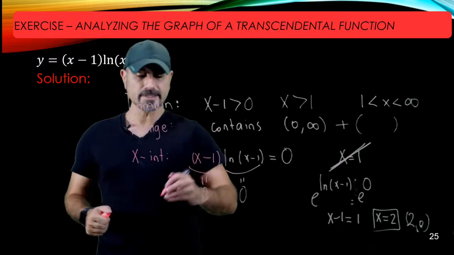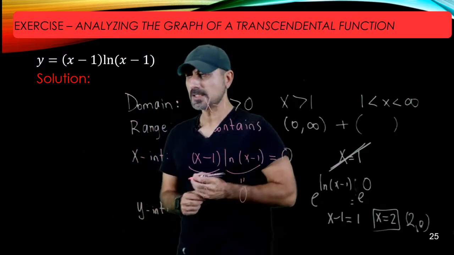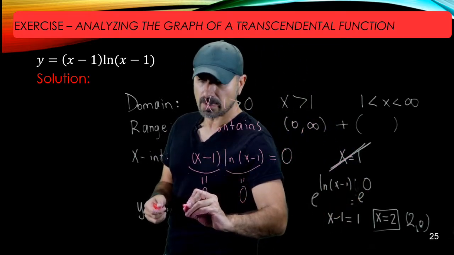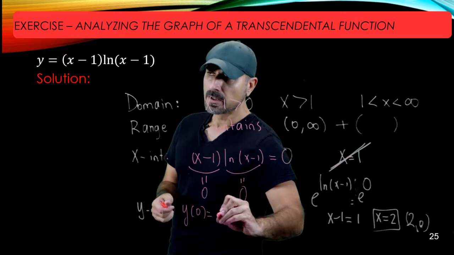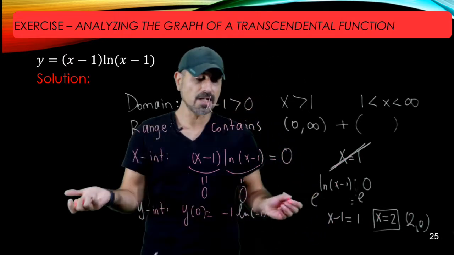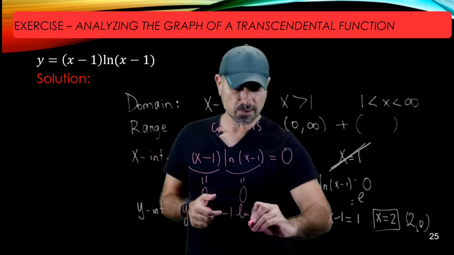And how about the y-intercept? The y-intercept is found by plugging in 0 for x. That gives y of 0 equals negative 1 times ln of negative 1, which is undefined because ln of negative 1 is undefined. So there is no y-intercept.